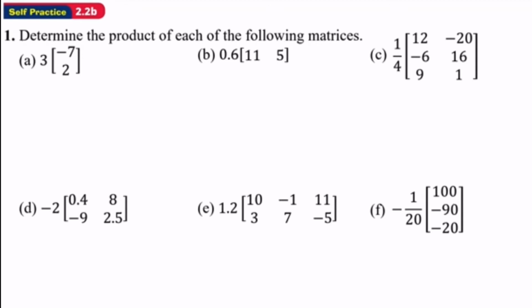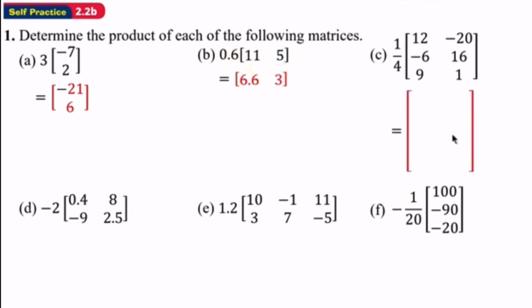Okay, so let's go through. You have 3 times -7 and 3 times 2, so you have -21 and 6, right? Alright, so let's discuss 1b. We will take 0.6 times 11. You can press your calculator, 0.6 times 11, you will get 6.6, and 0.6 times 5, you will get 3, right?